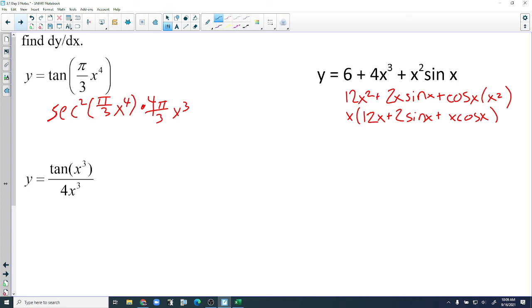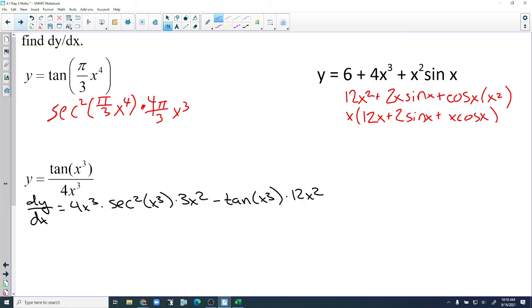All right, see if we can get this last one. dy/dx, bottom times the derivative of the top. All right, I'm not done. I'm going to pause here. That's bottom times the derivative of the top, but with the chain rule built in there because it's tangent of x cubed. So derivative of tangent is secant squared. Derivative of x to the third is 3x squared, minus the top times the derivative of the bottom, times 12x squared, all over 16x to the sixth.